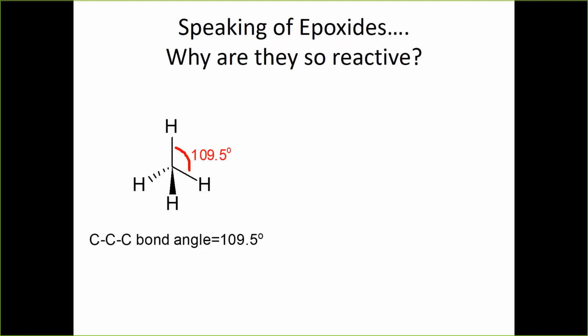Okay, we talk a lot about epoxides and how reactive they are. And so maybe if you've wondered why they are so reactive, this has less to do with the chemistry of them and more to do with the fact that there's a lot of ring strain in these. So what I'm showing you here on the left is a methane molecule, and you see that it's a tetrahedral shape, and the angle of that is 109.5 degrees.